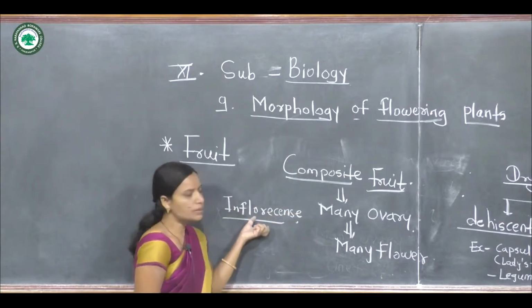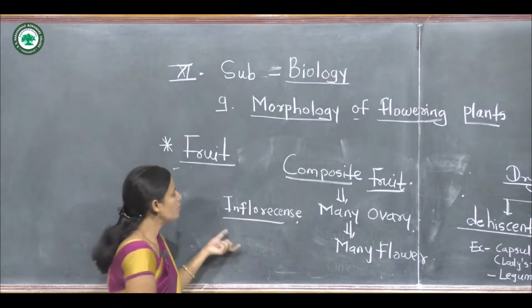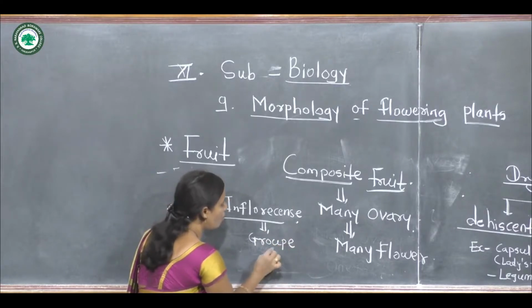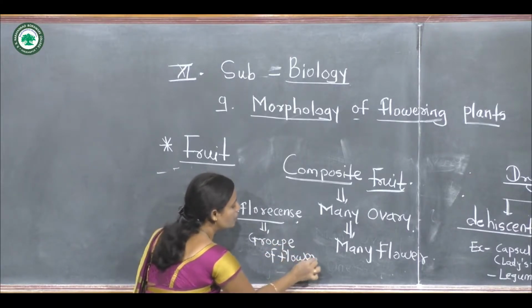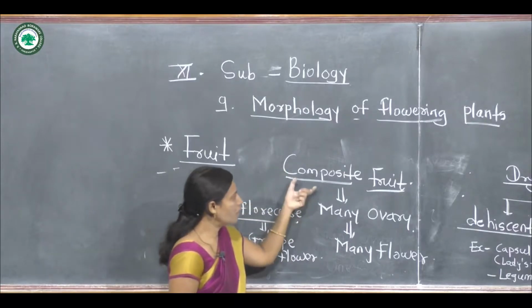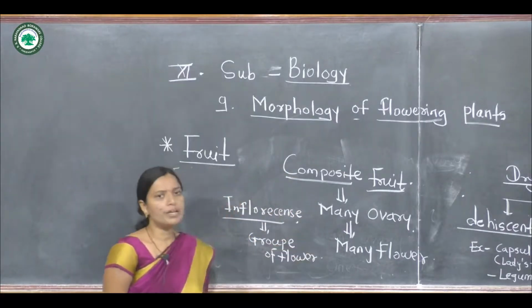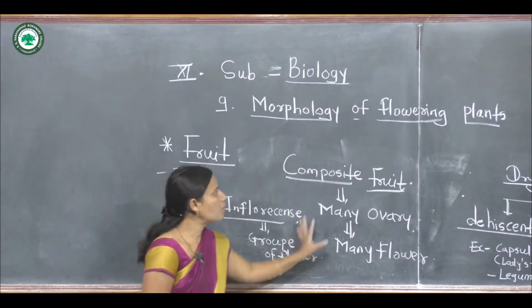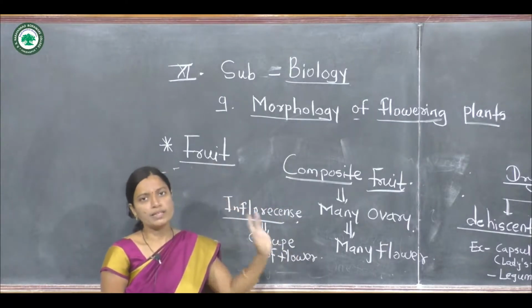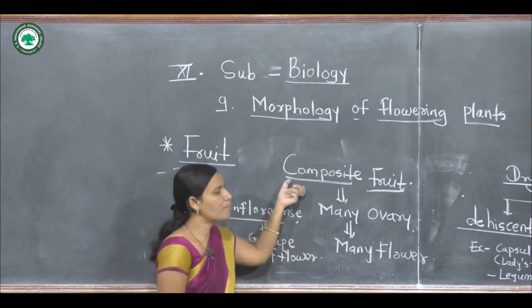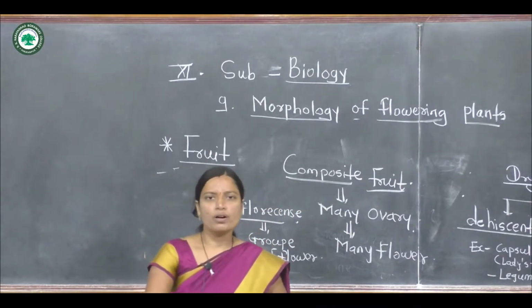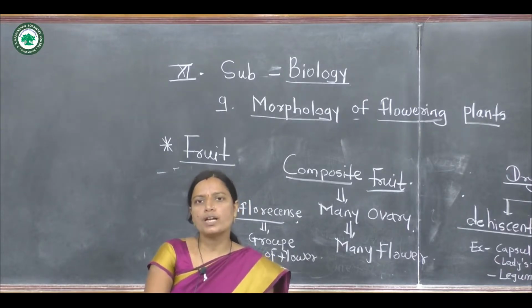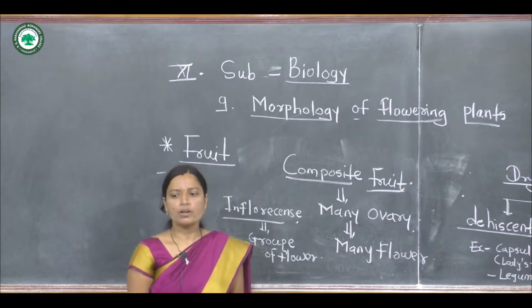So first of all, what is the inflorescence? Inflorescence means a group of flowers. Now this composite fruit is formed from many flowers. It means flowers are present in a group, and these flowers produce the fruit, and this type of fruit is called a composite fruit. For example, fig and cinchonus plants have the composite type of fruits, as well as the pineapple.